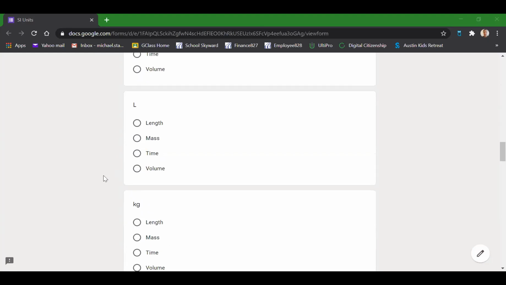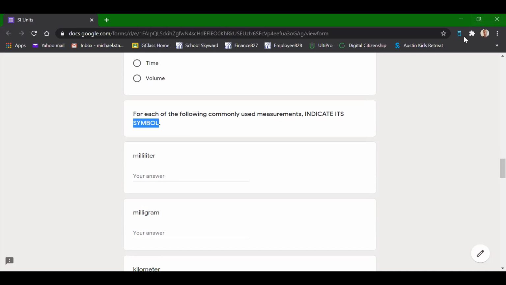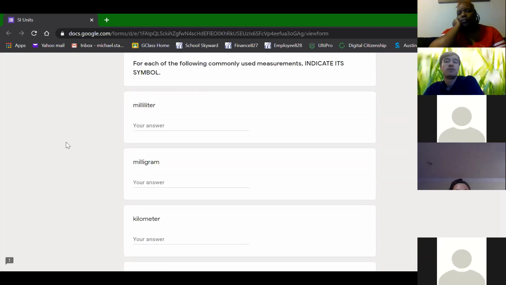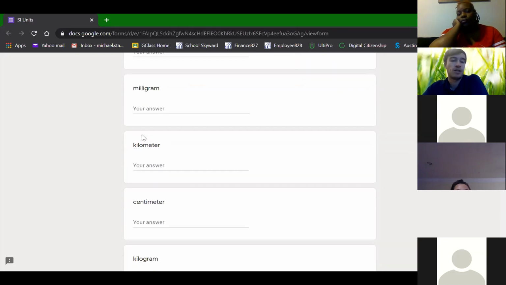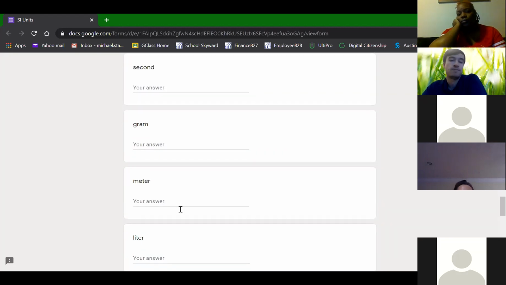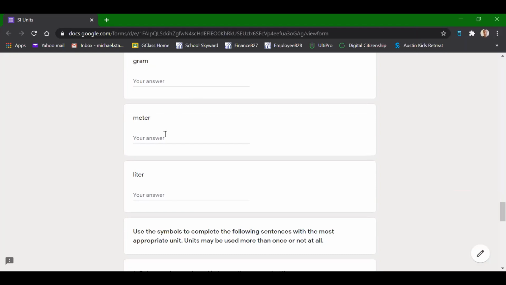The second section of the homework posted today asks you to write down the correct symbol or the correct abbreviation. So writing down those short one or two letter symbols or abbreviations for things like milliliter and kilometer and kilogram and seconds, like the amount of time, second, and gram and meter and liter, all that good stuff that we talked about at the beginning of today.